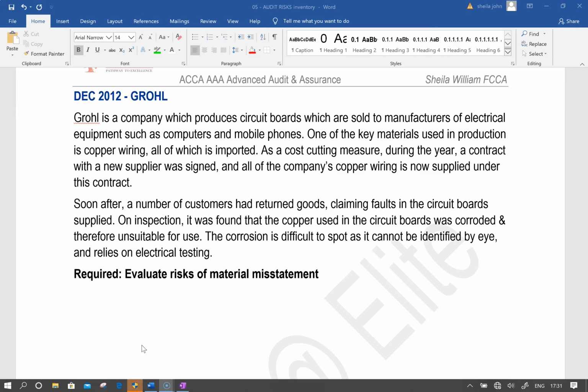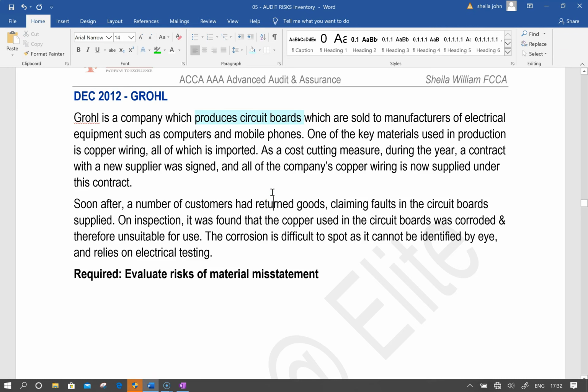It says, Grohl is a company which produces circuit boards which are sold to manufacturers of electrical equipment such as computers and mobile phones. So this is their inventory. What are they producing? Circuit boards. One of the key materials used in production is copper wiring, which is imported.